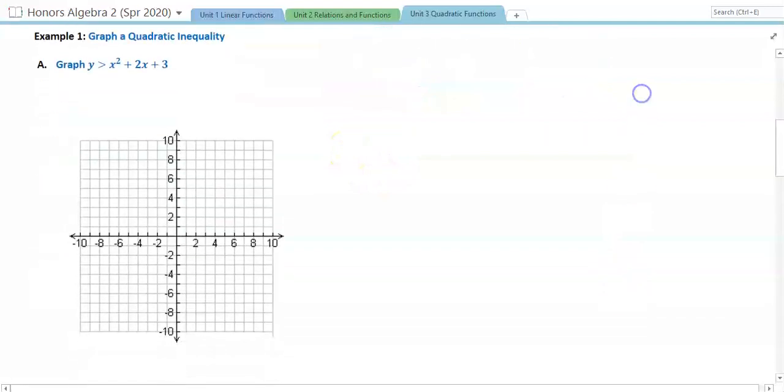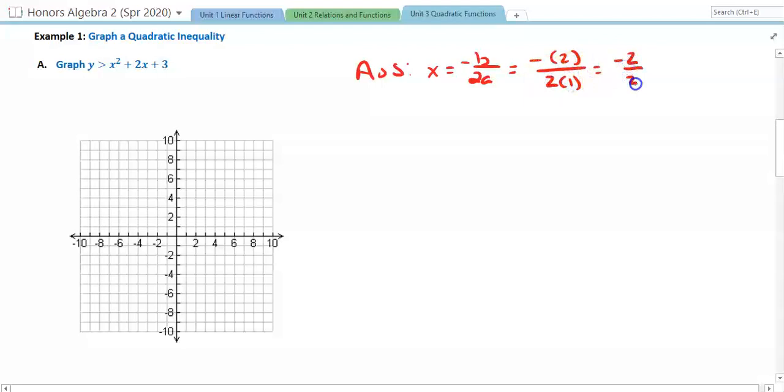Looking at example 1, we want to graph y is greater than x squared plus 2x plus 3. Remember, we could use a couple of different methods here to graph this. We'll go to the axis of symmetry, which is x equals the opposite of b over 2a. If you've been struggling with graphing quadratics, today's a great day to relearn. The opposite of 2 over 2 times 1 gives me negative 2 over 2, which is negative 1. So my axis of symmetry is x equals negative 1.